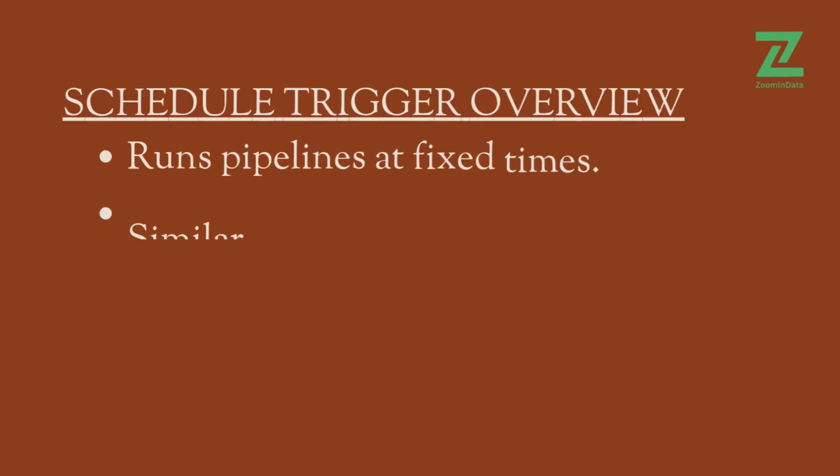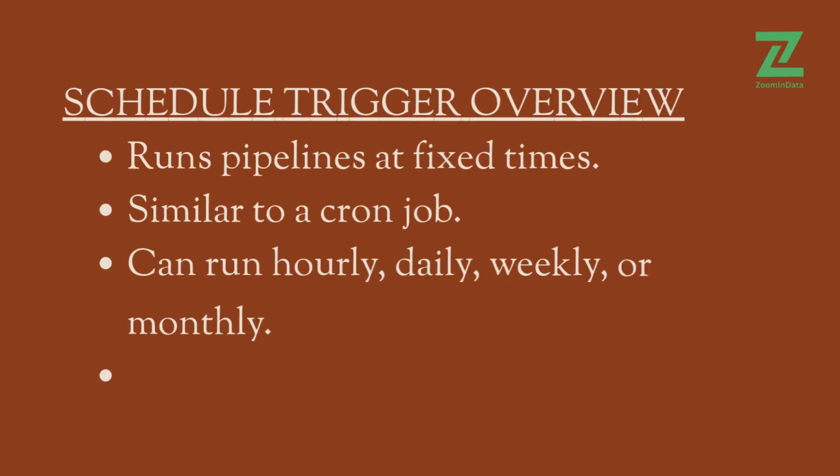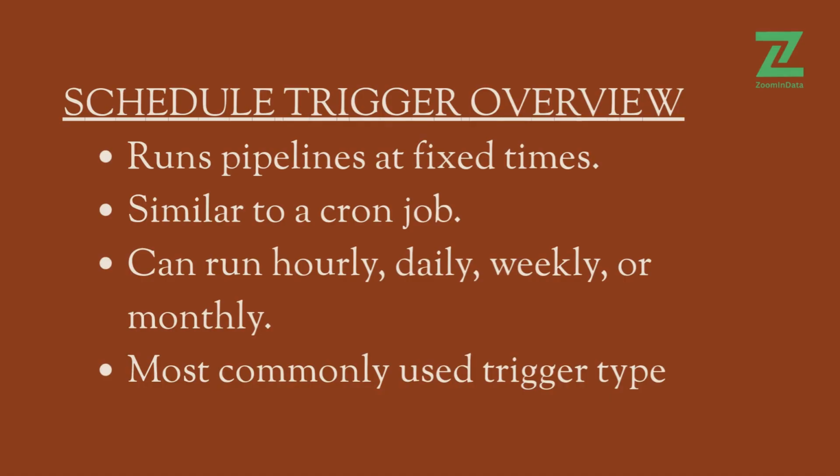A schedule trigger runs pipelines at fixed times. It works similar to a cron job. You can configure it to run hourly, daily, weekly, or monthly. Schedule triggers are the most commonly used trigger type in Azure Data Factory for batch processing workloads.